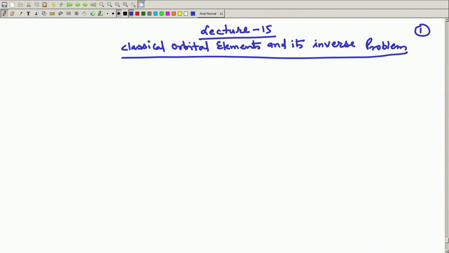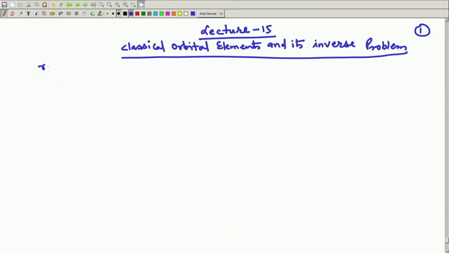Welcome to lecture number 15. We have been discussing the classical orbital elements, and we will continue with that. From the burnout data, I have already stated that R 0 and V 0 are given. So find A, e, I, small omega, capital omega and theta. And then there will be the inverse problem of this.